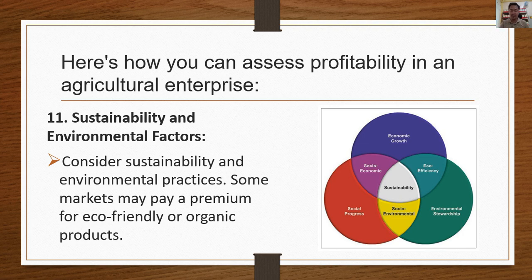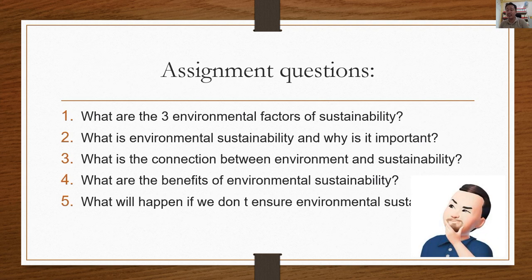Okay, so let's proceed. These are your assignment questions. What are the three environmental factors of sustainability? Then what is environmental sustainability and why is it very important? What is the connection between environment and sustainability? What are the benefits of environmental sustainability? And what will happen if we don't ensure environmental sustainability?